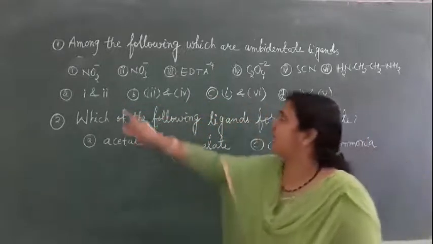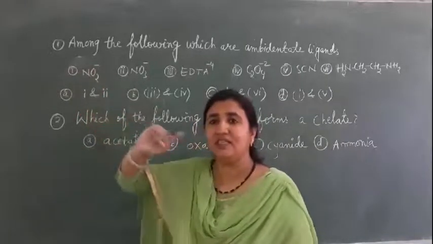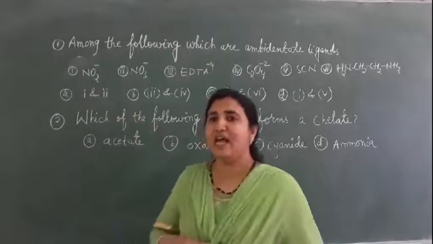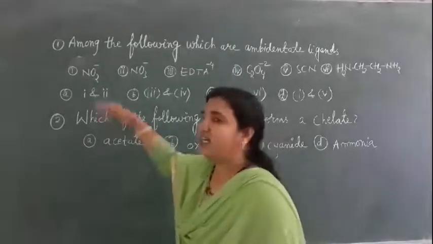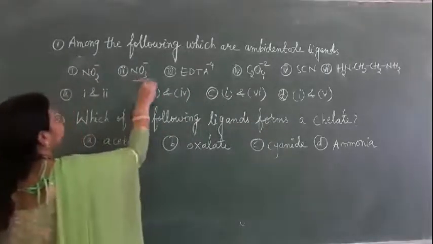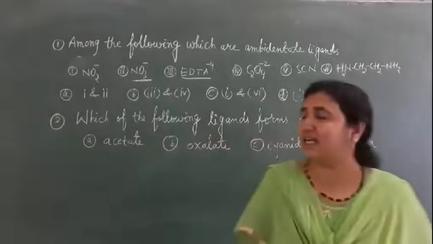See here, this is nitrito. This nitrito is an ambidentate ligand. NO2 is nitrito-N, and ONO is nitrito-O. So this is an ambidentate ligand. NO3 is a flexible ligand. EDTA minus 4, what is this one? It is a flexible ligand.